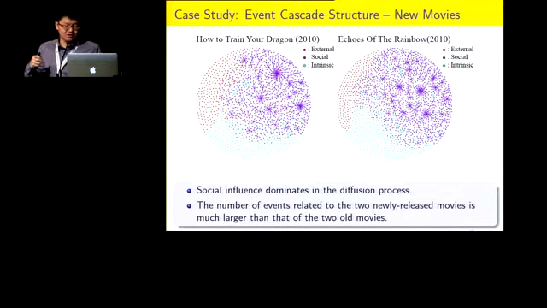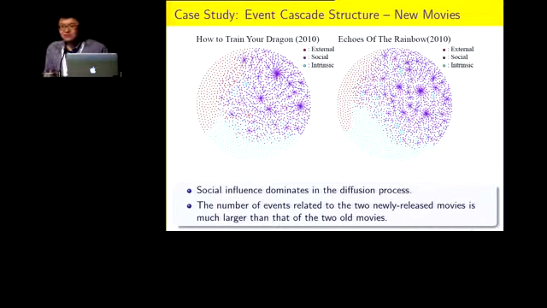And most events are triggered by the social influence. And the social influence dominates in the diffusion process. This indicates that the user would likely be influenced by his friends when he is watching or rating the new movies.